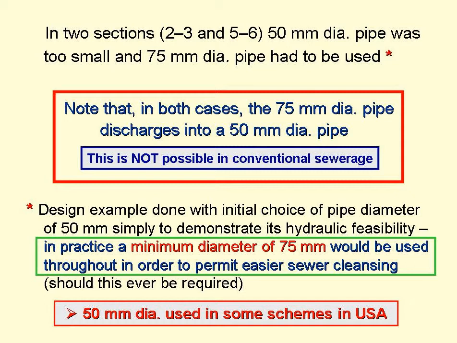Now, this design example was done with an initial choice of 50mm sewer diameter, simply to demonstrate its hydraulic feasibility. In practice, we would use a minimum diameter of 75mm, as this would facilitate cleaning of the sewer should this ever be required. However, it's worth noting that in some schemes in the United States, 50mm has been used satisfactorily for many years.